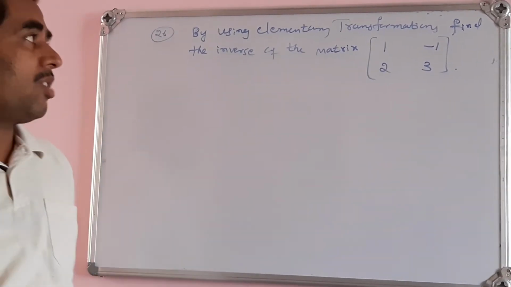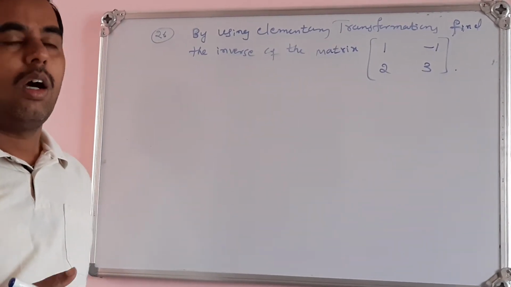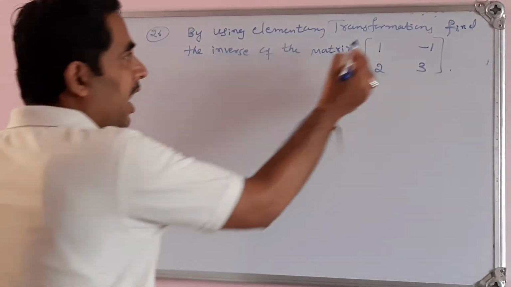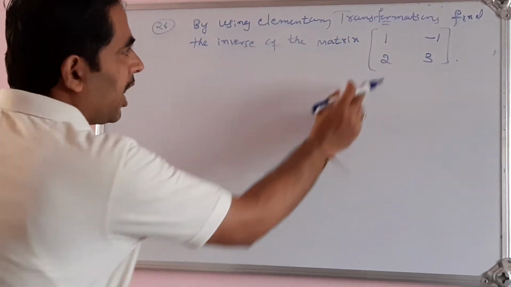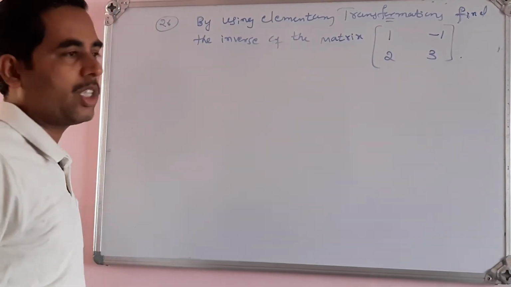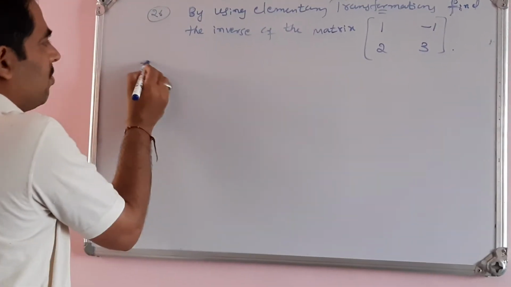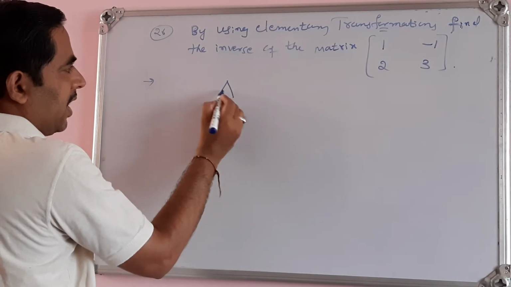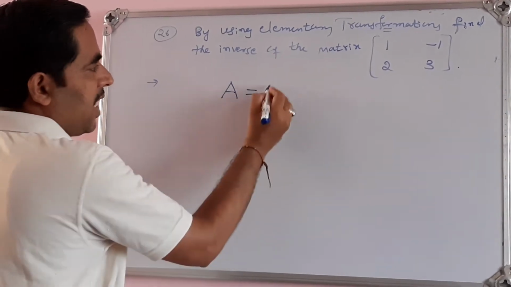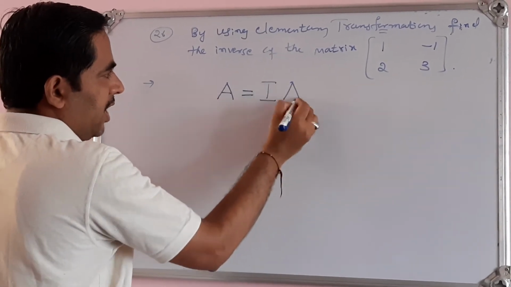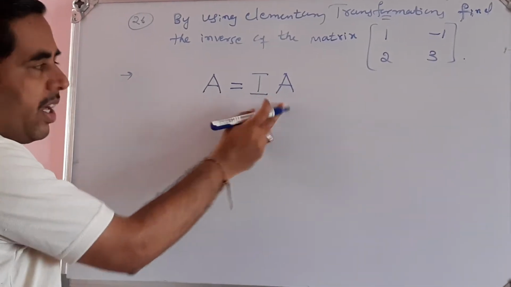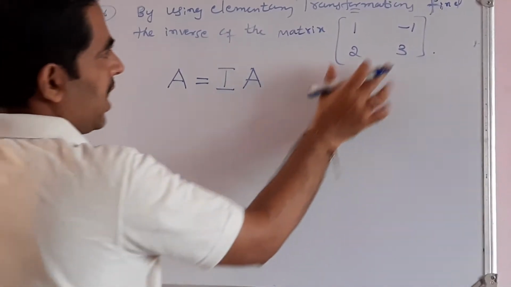In our previous classes we have also discussed how to find the inverse of a matrix by using elementary transformations. Okay, the given matrix is [1 -1; 2 3]. See, what is the procedure? First thing is very important. Let us call the given matrix A. The given matrix can be written as the identity matrix times A.